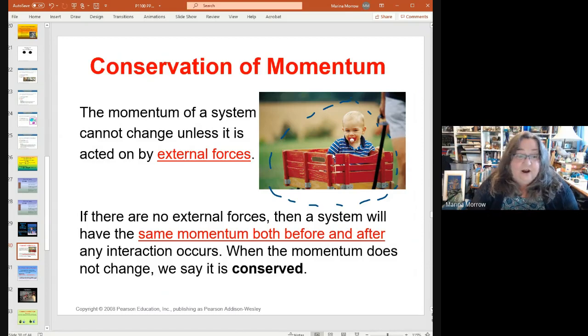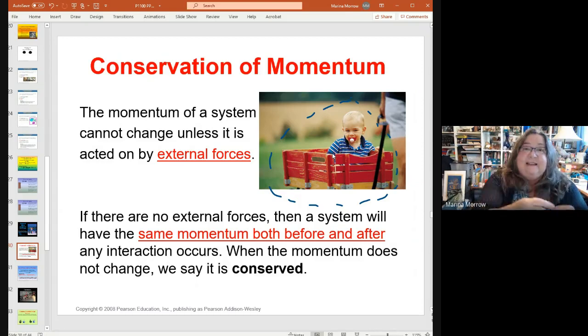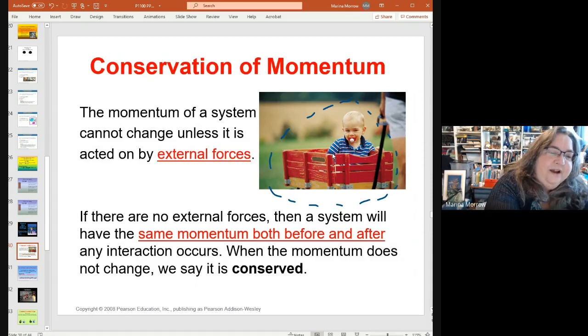It's like if you're in a car, you can hop out of a car and give it a push to make it go. But what if you just try pushing on the dashboard? You're applying a force. So why doesn't it work? Why won't the car go? And the reason for that is that just like this kid here, he can push on the wagon.